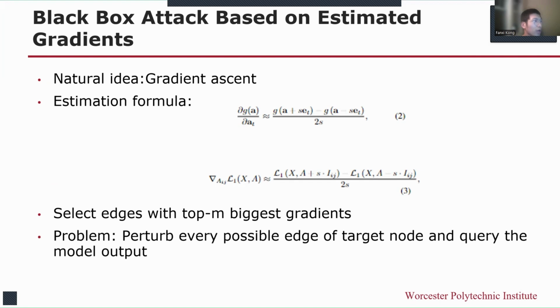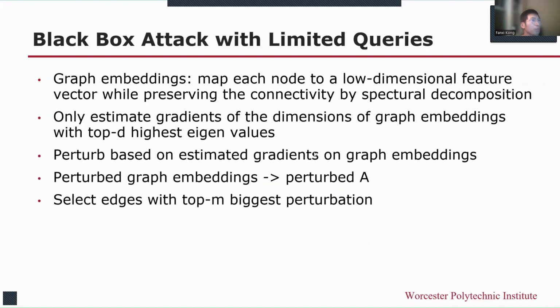But we know there's a problem, because for this attack to perform, we need to perturb every possible edge of the target node and query the model loss to estimate the gradient. If the dimension of the adjacency matrix is n, then we need to query the model loss 2 times n times. That is quite a lot, and in reality, that can be very costly. So how to fix this problem? We propose the next method, black box attack with a limited number of queries.